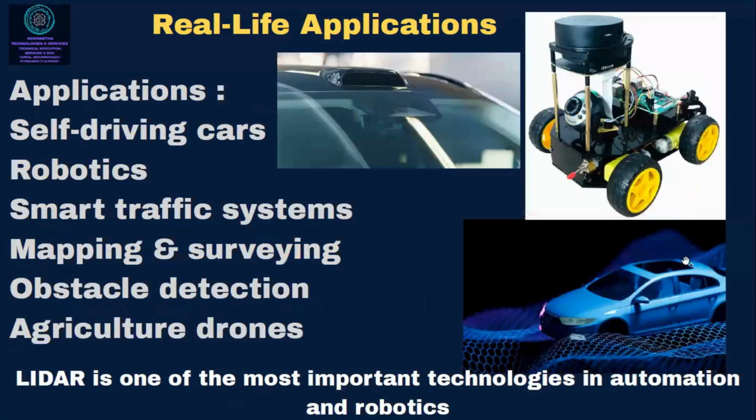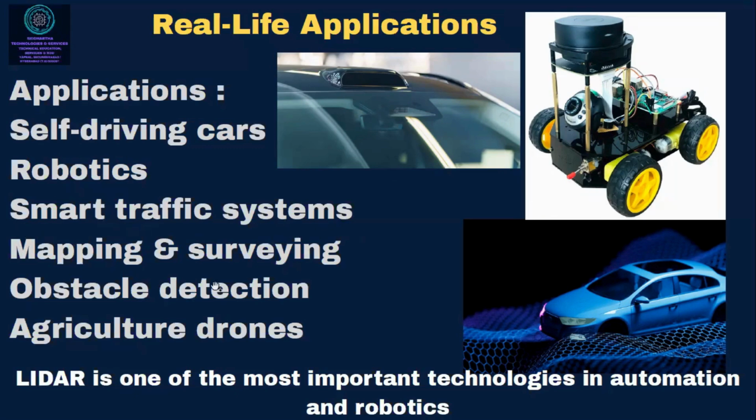All right, so next is real life application. Where do we use it? Application, that is self-driving cars. This is on the right hand side. You will find this type of LiDAR in a self-driving car, which will work like a sensor and scan the area in front of you, the road. Self-driving cars, robotics, you can see we can use a LiDAR on a robot. If you're going to do a project, then you can use it for that purpose.